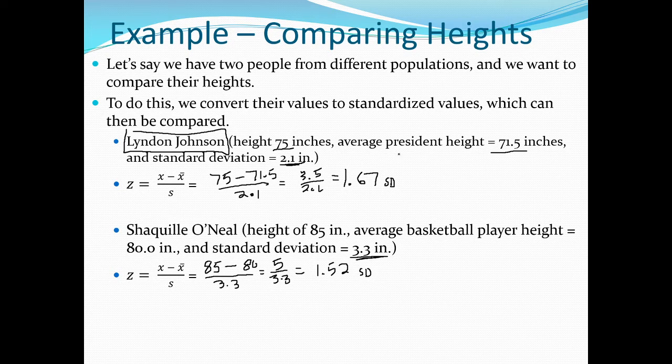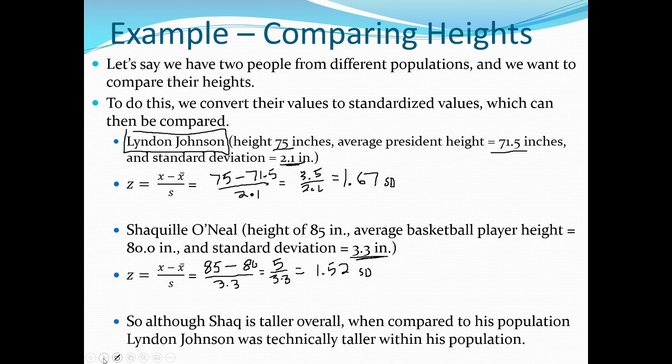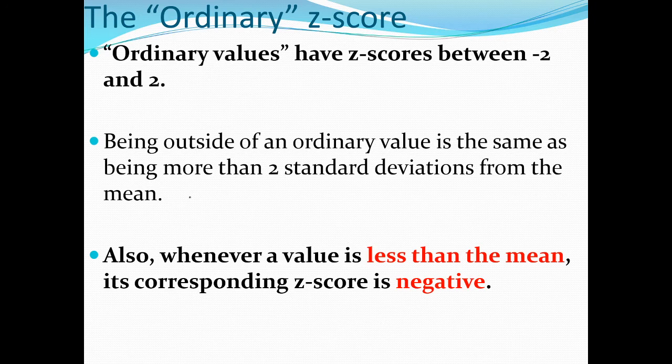Because again, you couldn't compare these by themselves because they're from two different groups. One's from a basketball player background, so they're usually taller, and then one's from a president background, which usually doesn't have that much of an influence on height. So we have to do the standardized score here so that we can compare them more accurately. So Shaq was taller overall, but Lyndon Johnson was taller for his population of presidents.